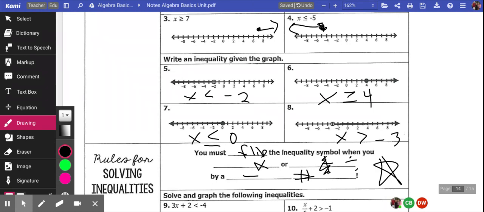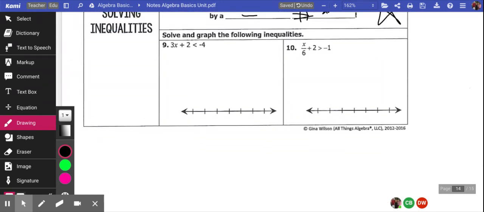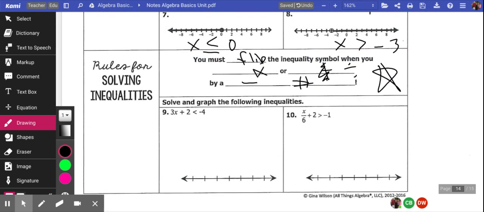When we go to solve these, we solve them just like we do equations. And this is where it gets really important to leave the X on the side that it's on. That's why I always make you do it with an equal sign. So on this one, we're going to subtract 2. And so we have -6 here. And then we're going to divide by 3. And so we get -2. Now we're not flipping that sign because we did not divide by a negative.